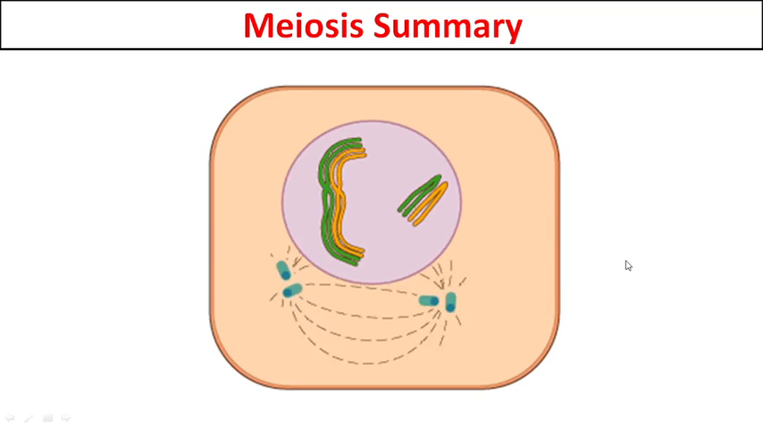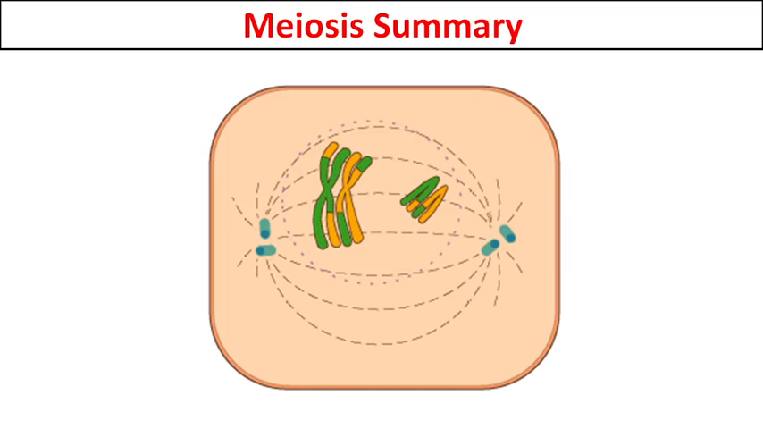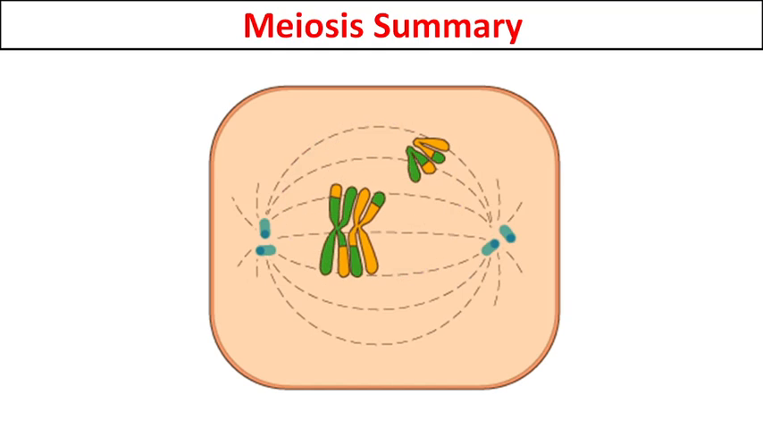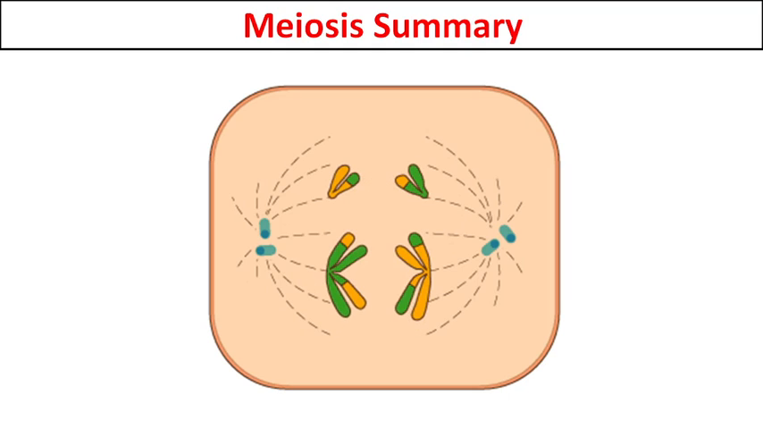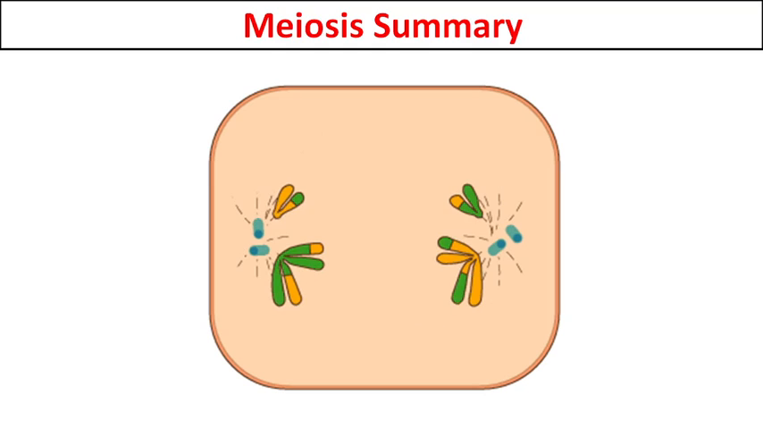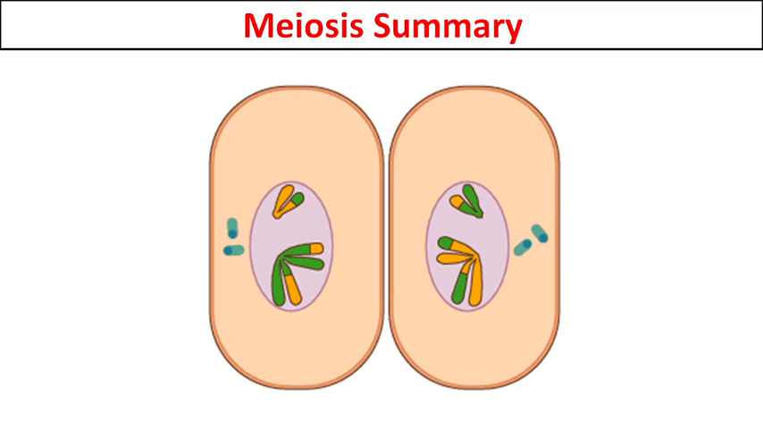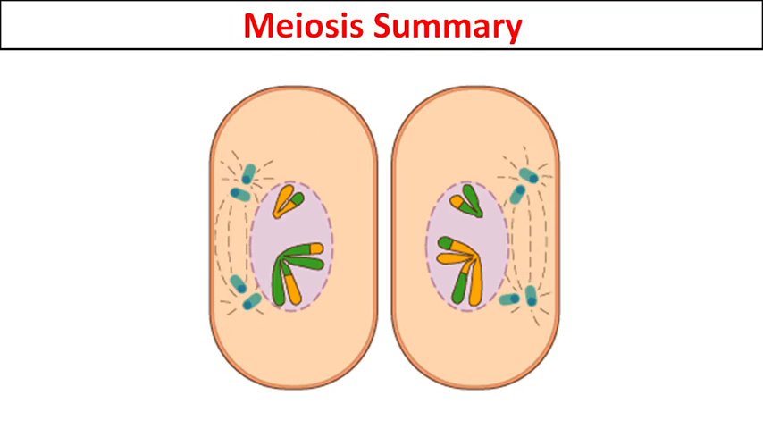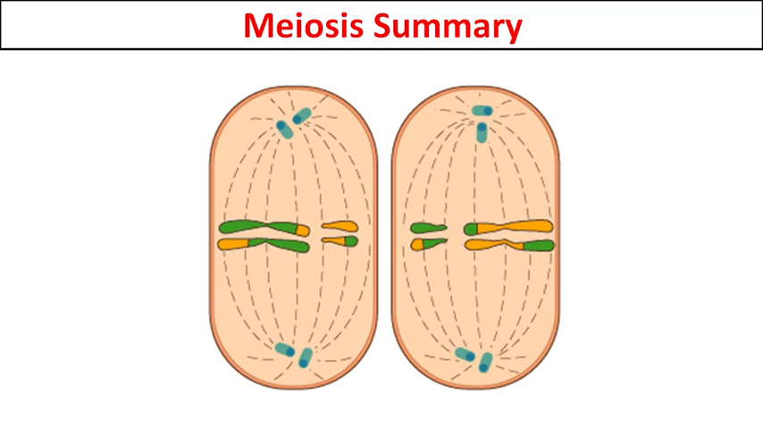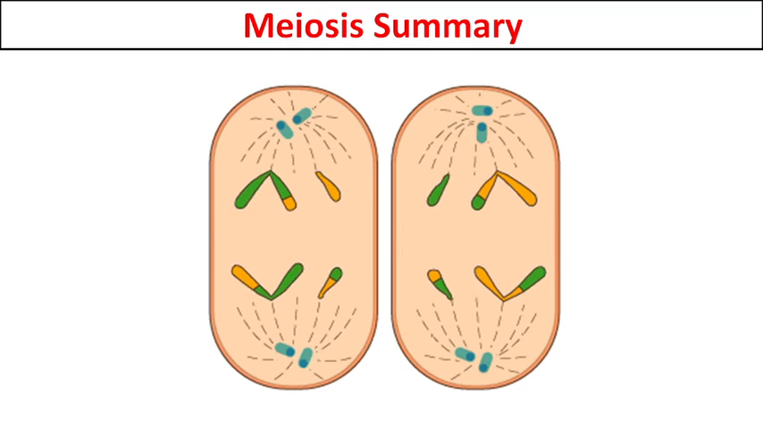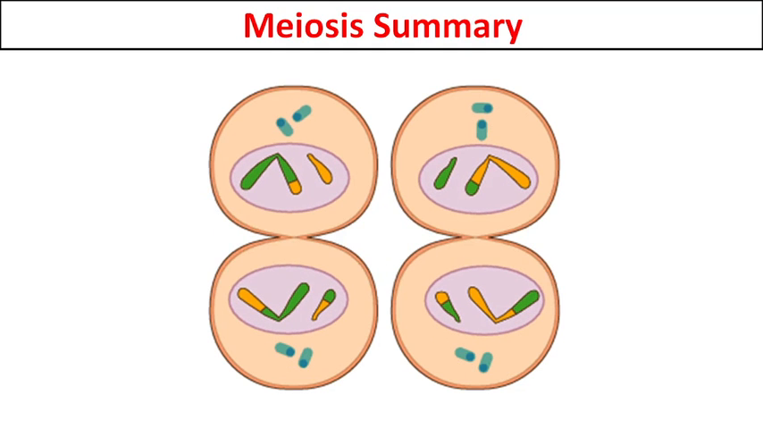Just observe this whole process once very silently. Okay, I will just keep on saying which phase it is. This is prophase 1, metaphase 1, anaphase 1, telophase 1, cytokinesis 1, prophase 2, metaphase 2, anaphase 2, telophase 2, and cytokinesis 2.